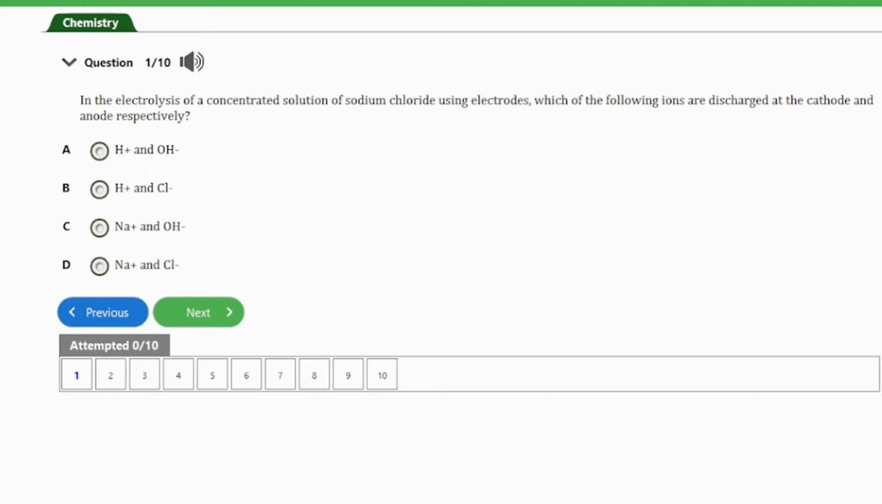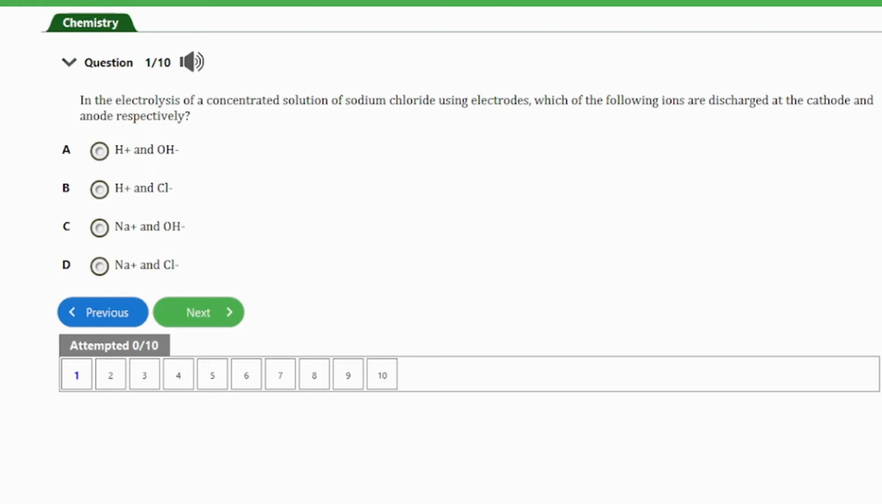It says, in the electrolysis of a concentrated solution of sodium chloride using electrodes, which of the following ions are discharged at the cathode and anodes respectively? A, hydrogen ion and hydroxyl ion; B, hydrogen ion and chloride ion; C, sodium ion and hydroxyl ion; and D, sodium ion and chloride ion. So the answer to this question is option B, and that's hydrogen ion and chloride ion.